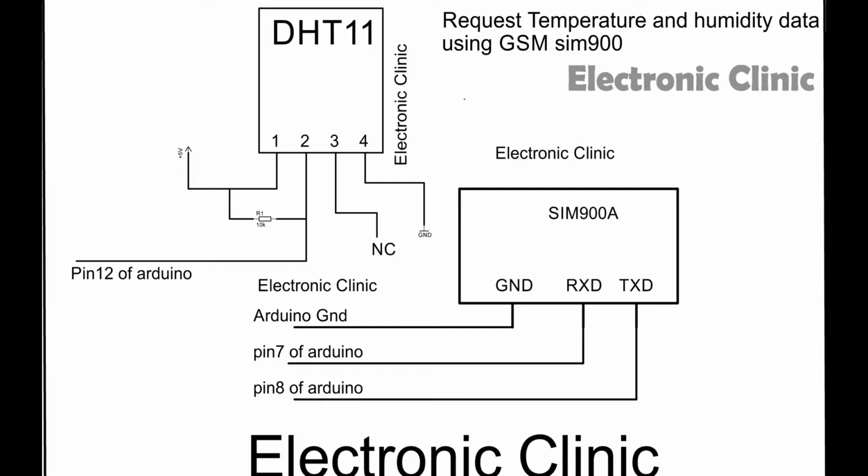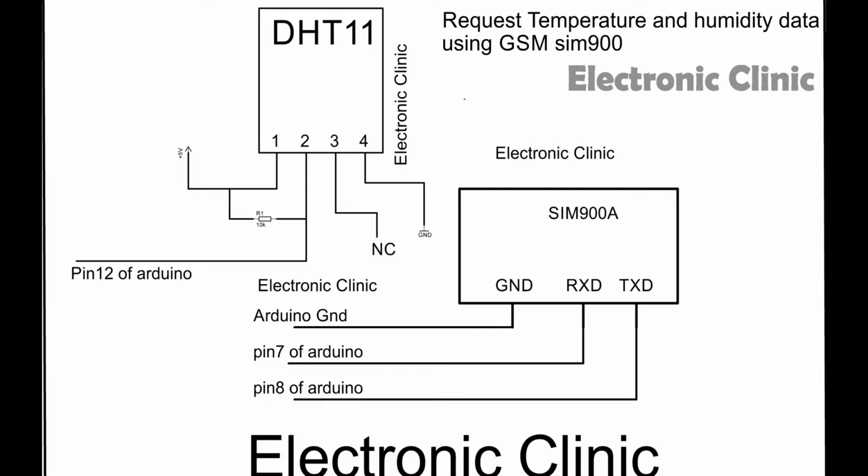So we will be using pin number 7 and 8. The TXT of the SIM900A will be connected with pin 8 of the Arduino, and similarly the RXT will be connected with pin 7 of the Arduino. So we will be making a serial port on pin number 7 and 8, and for that we'll be using the SoftwareSerial.h header file, which I will explain in the programming. And if you want, you can use some other pins instead of pin number 7 and 8, so that's really easy.